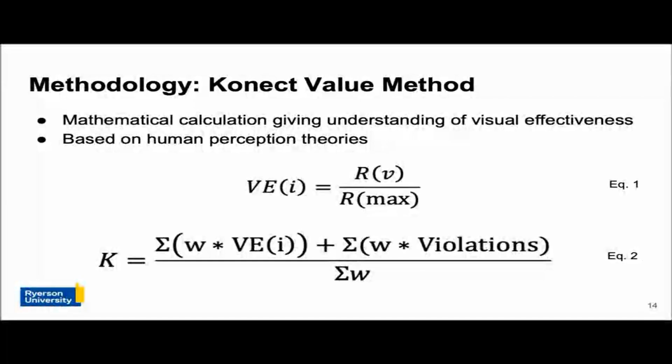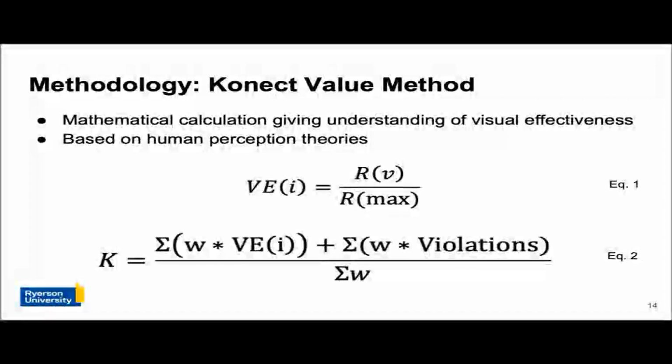The connect value method is a mathematical calculation that gives an understanding of visual effectiveness. Basically, it allows designers to measure how well a human can understand and use information presented on a human-machine interface. The method is based on published human perception theories. The connect value K is calculated through a 2-step process.